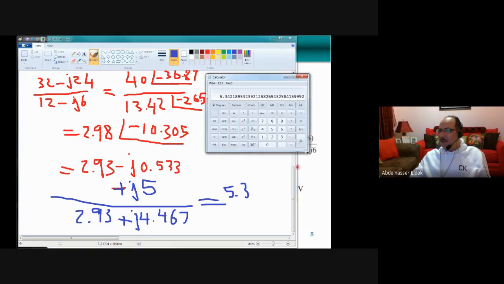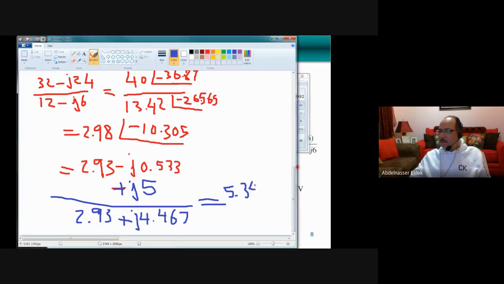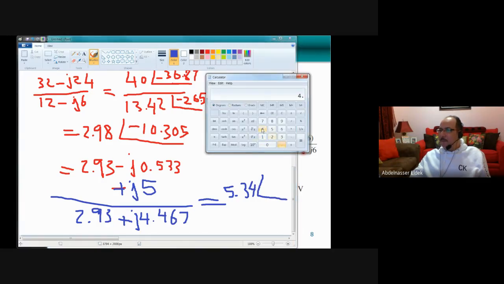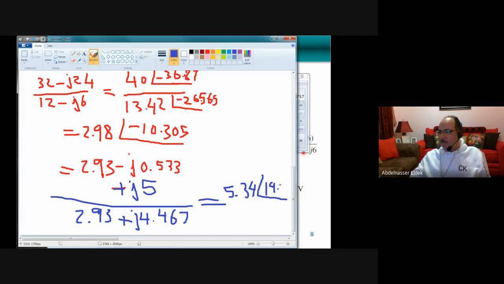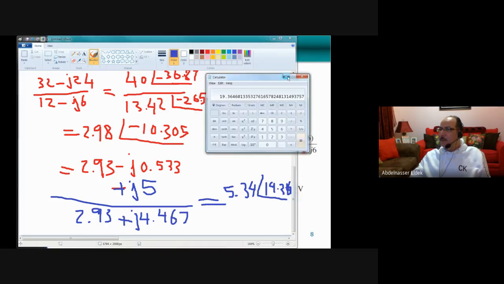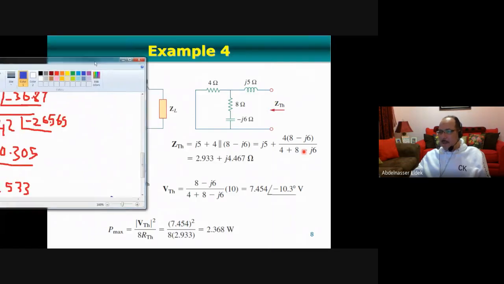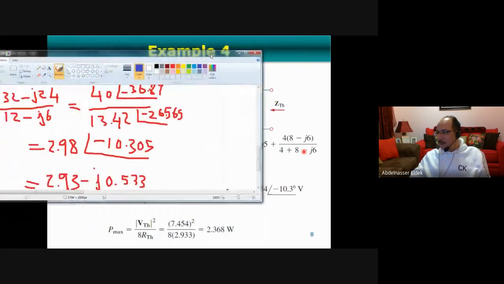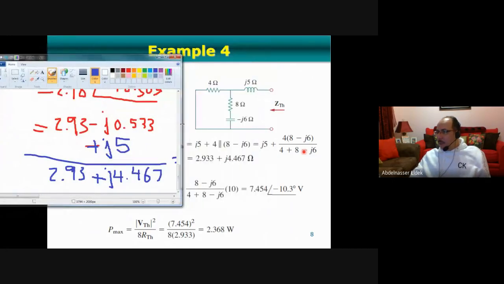Is it 5.3? I don't know. 5.34. And the angle equals what? The angle here is the inverse tan of 4.467 divided by 2.93. Okay, so it will be 56 degrees, 56.7, I believe. Okay, so this is supposed to be the answer here. Yes, we got almost the same answer, at least for this part.